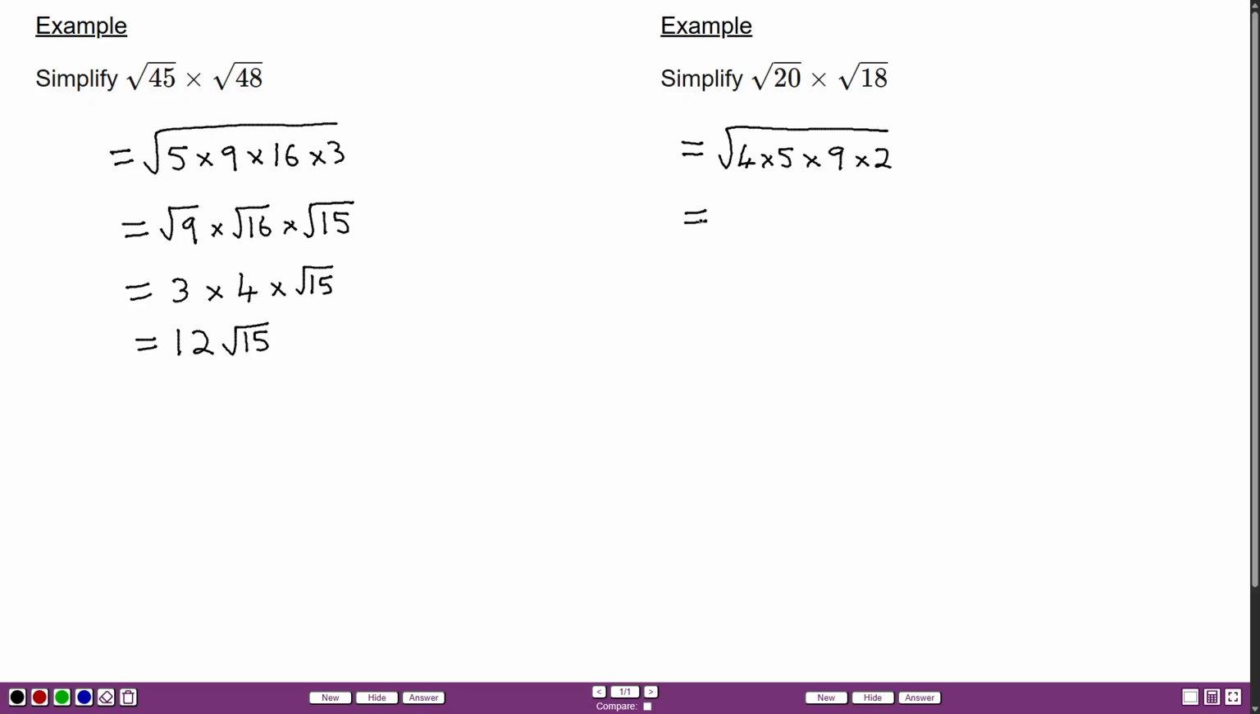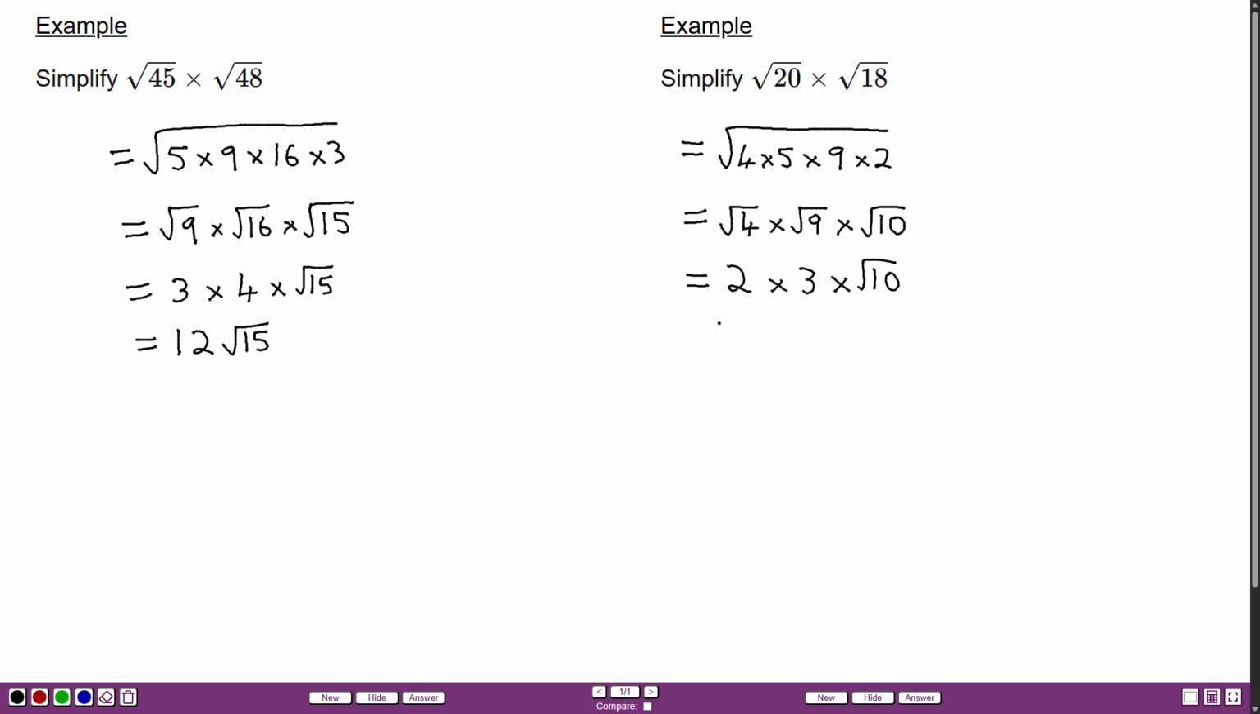So let's take the square numbers out. So I've got the square root of 4 and the square root of 9. And then what I've got left is just 5 times 2, which is the square root of 10. And then let's just evaluate these square roots where we can. So the square root of 4 is just 2. The square root of 9 is just 3. And then the root 10 I can't do anything with.